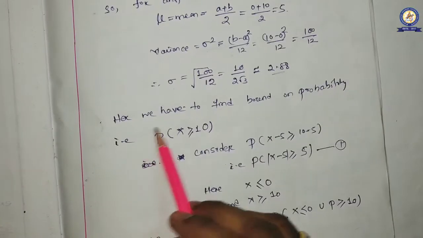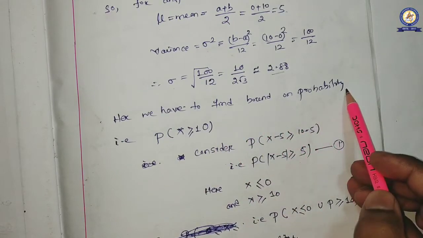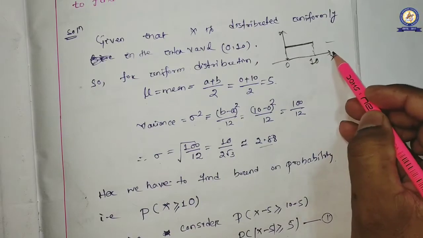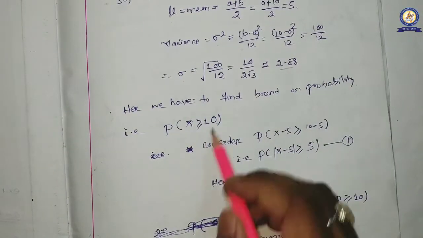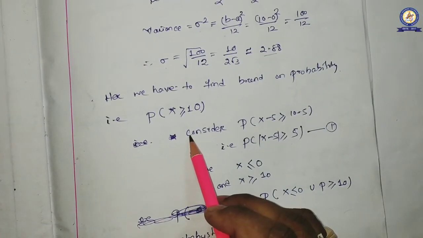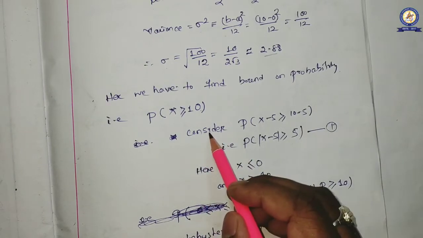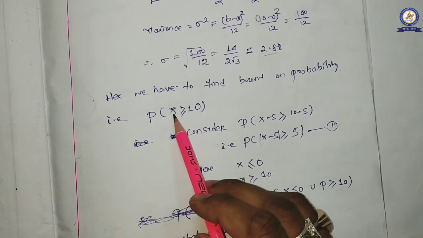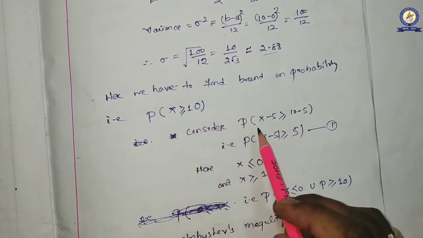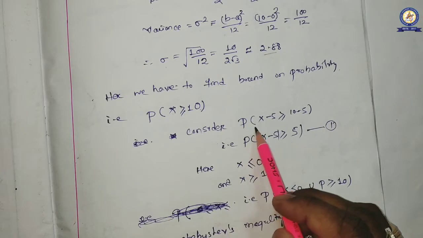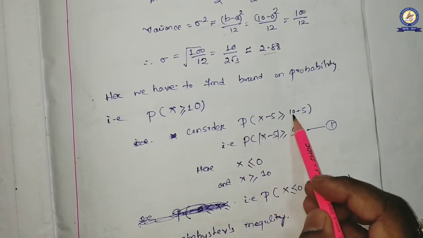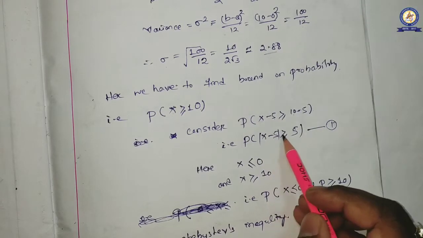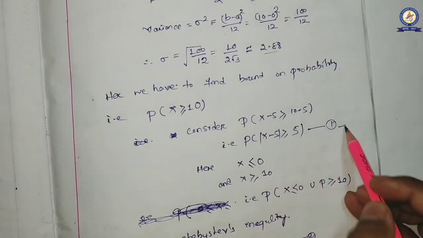Here we have to find a bound on probability. Suppose we consider x greater than or equal to 10. If I subtract 5 from both sides, x minus 5 and 10 minus 5, we can find the probability of x minus 5 greater than or equal to 5. Let this be equation number 1.